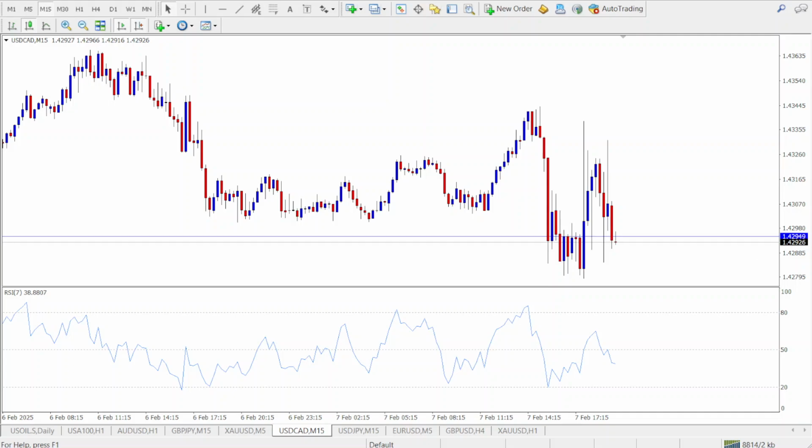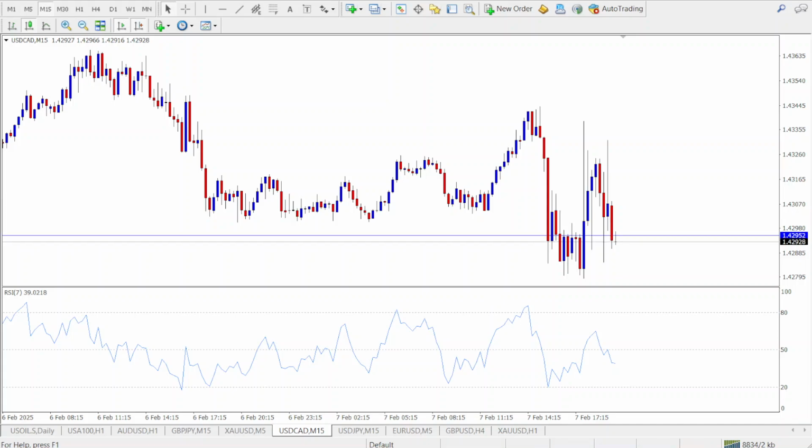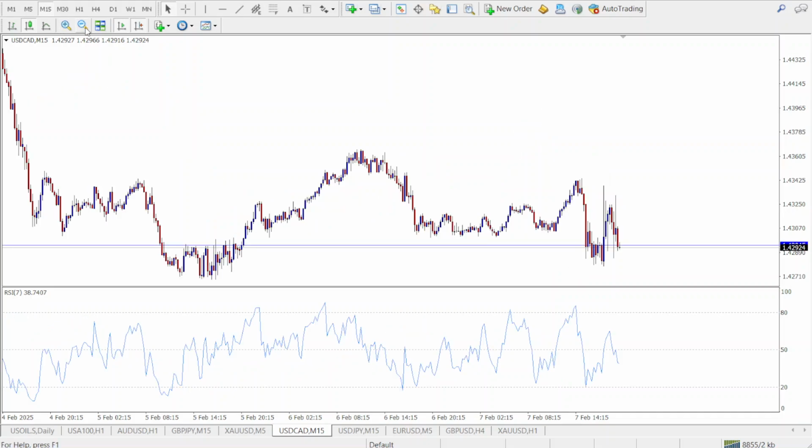Now, let's go step by step on how to use RSI for scalping with a simple but effective strategy. The first thing that you need to do is to identify the trend. It is necessary. I'm currently on the 15-minute time frame. First, check the overall market direction. But currently, it seems like we are having a consolidation on the USD CAD chart.